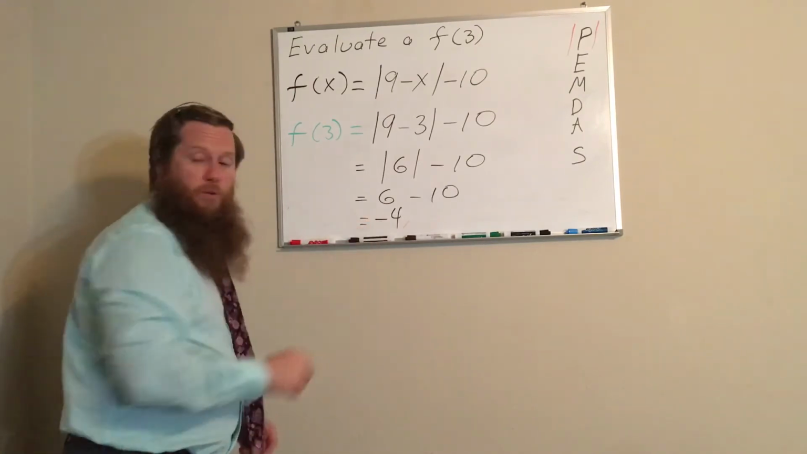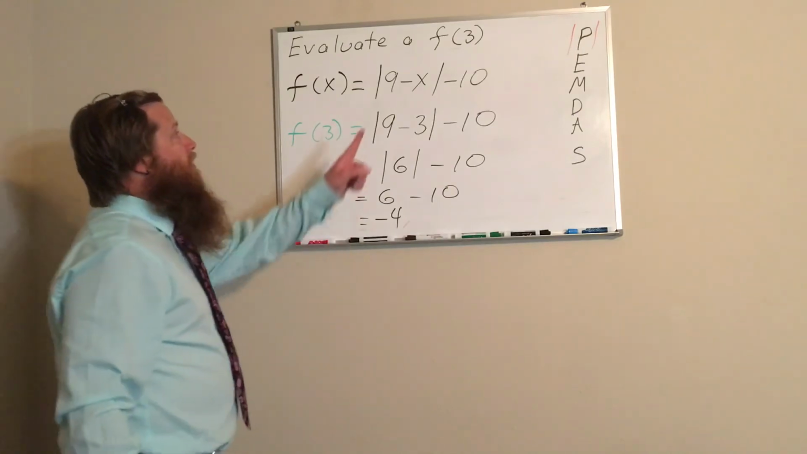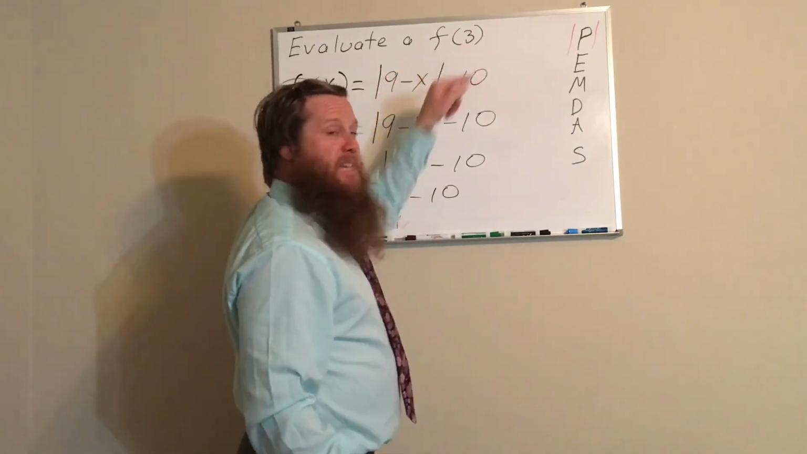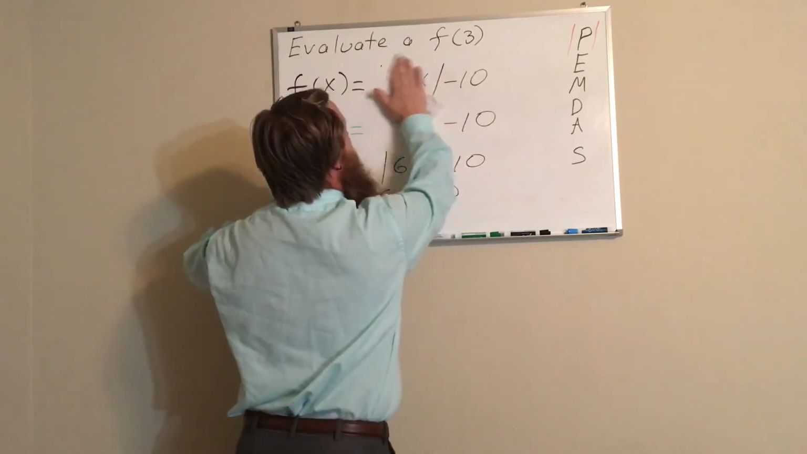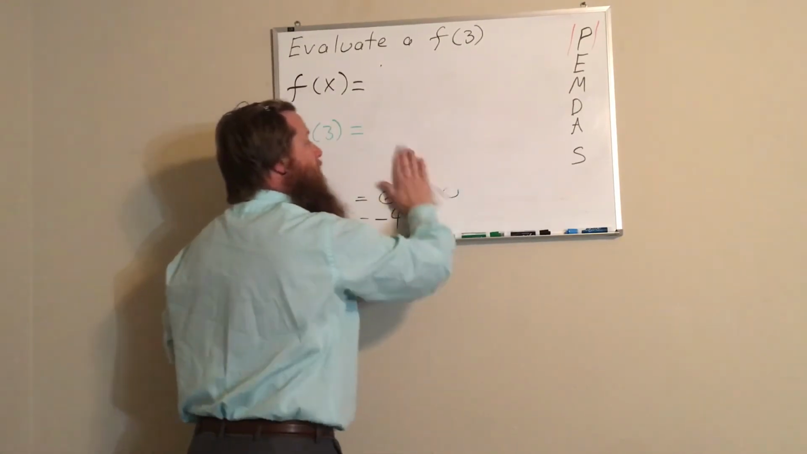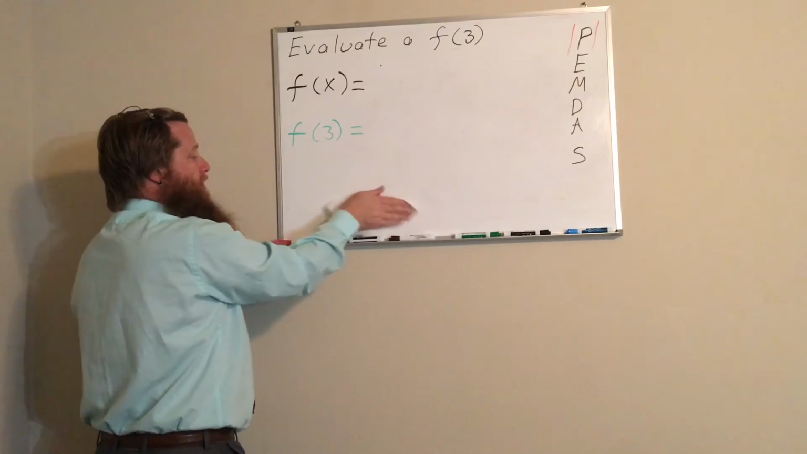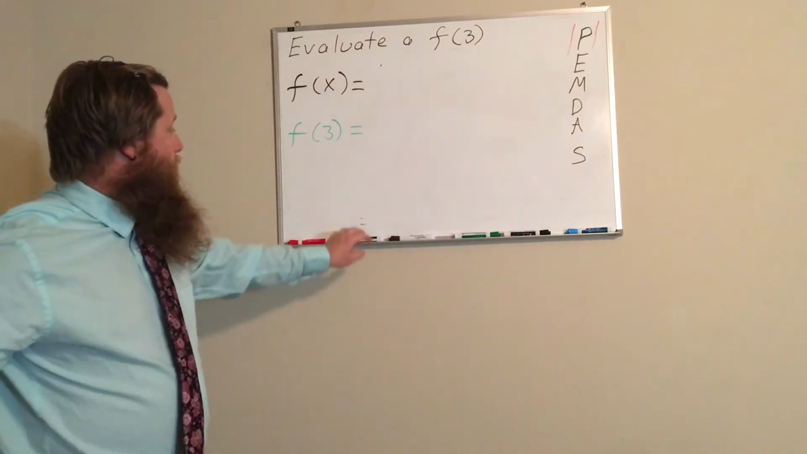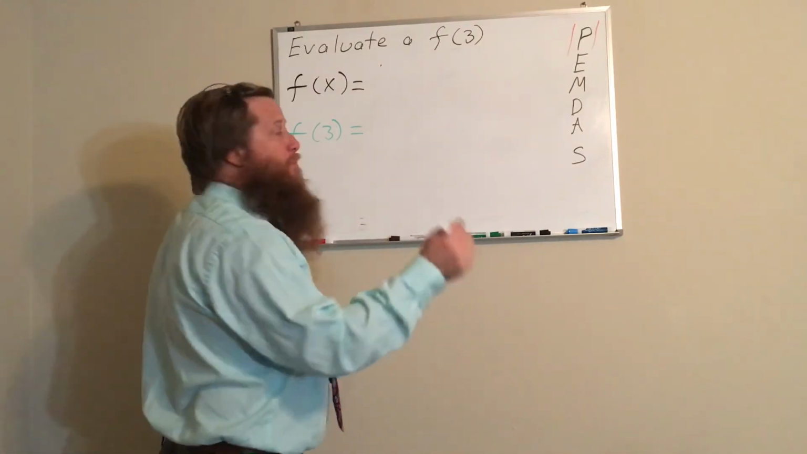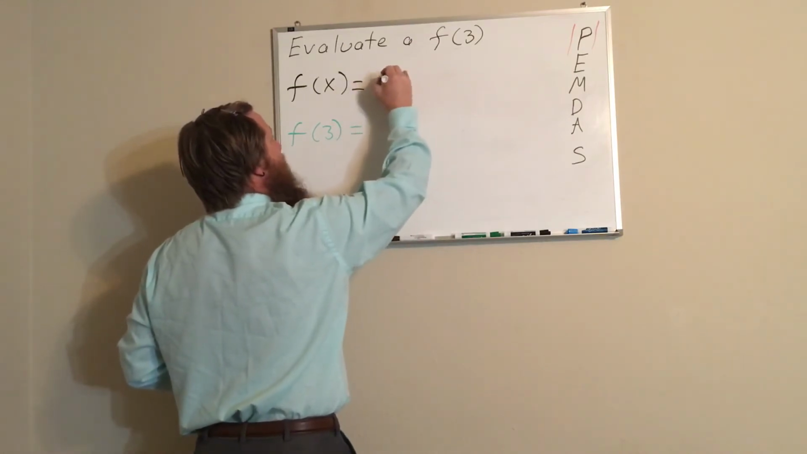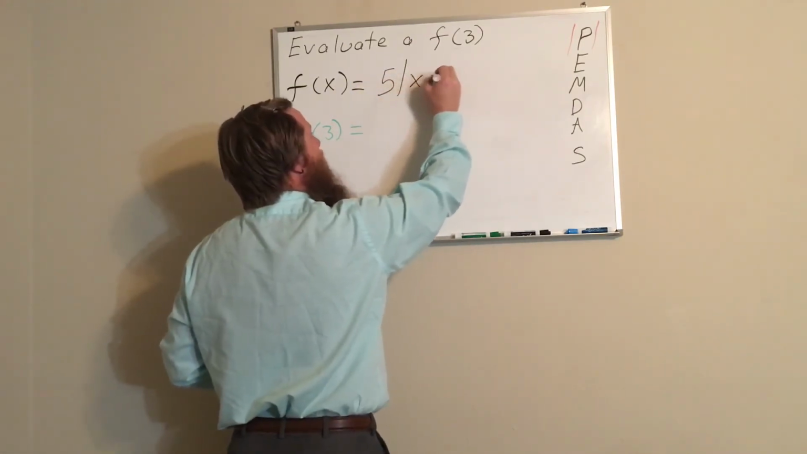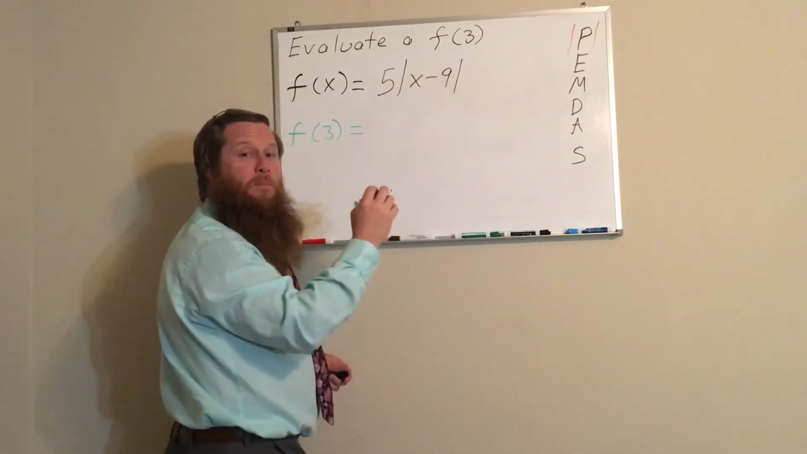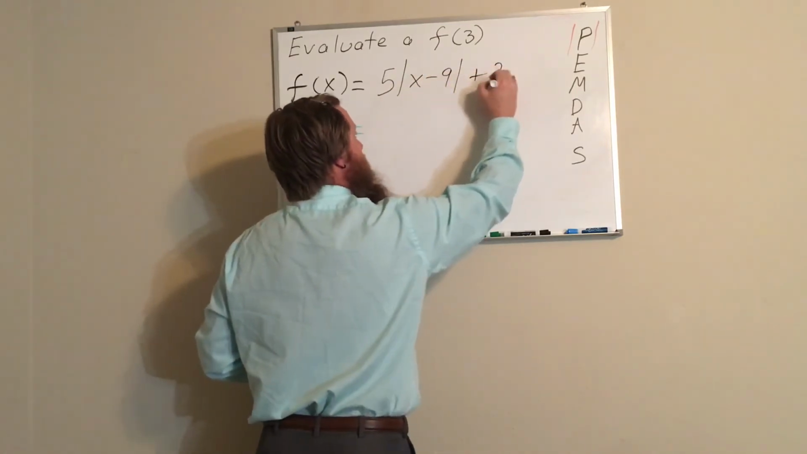Also, be careful when you're reading today's assignment because we are not given f of 3 every time. The directions will indicate what number you are putting in place of x, so please read the directions on each problem. Now our last example today is going to start with a coefficient of 5 times the absolute value of x minus 9 plus 2.